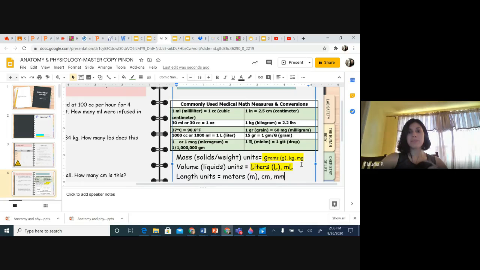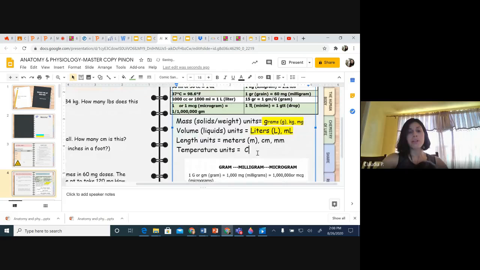Okay. And then for temperature, we're going to use Celsius. For Celsius, we use the C. Just to save time, I'm not going to find the little symbol, but we should have the degree symbol.